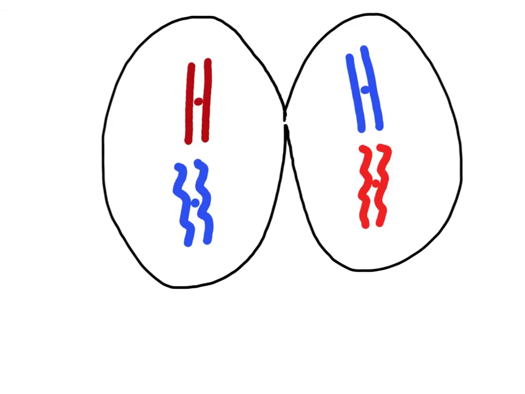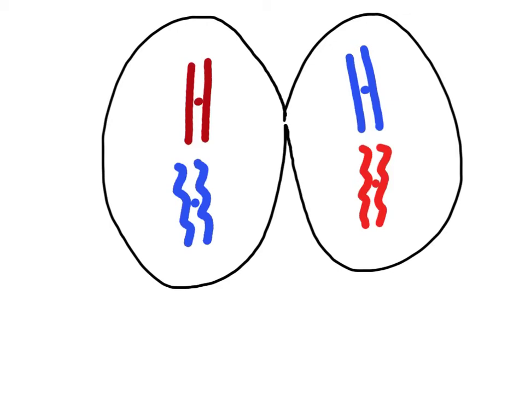At the end of meiosis 1, we then basically have 2 cells, each with 2 chromosomes. So the number of chromosomes split in half. We actually went from having a diploid cell with pairs of homologous chromosomes to now having 2 haploid cells.